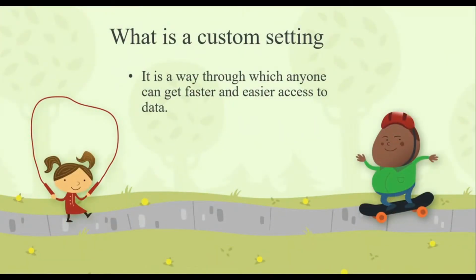So basically, what is a custom setting? We could say that it is a way through which we can get faster and easier access to data. So how? What is fast and what is easy? Nothing is easy, that's all a joke. Basically, it stores your data in your application cache. That's why it is easy, because you don't have to query it. You can directly get it from your cache.